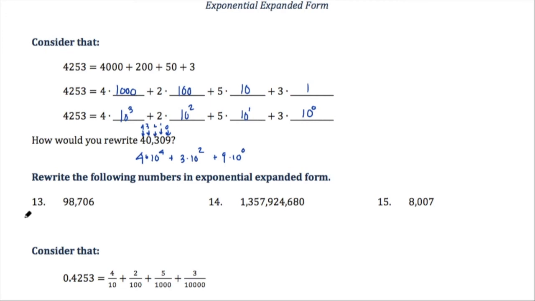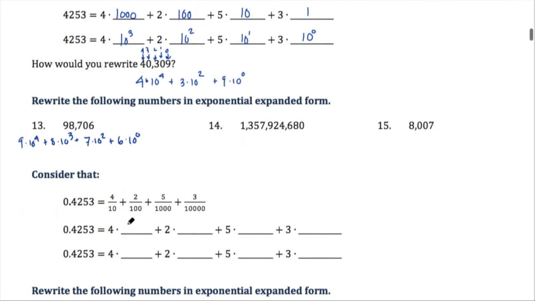So we've got 98,000, so that's 9 times 10 to the 4th, plus 8 times 10 to the 3rd, plus 7 times 10 to the 2nd. We don't have anything times 10 to the 1st, but then we have 6 times 10 to the 0. Terrific. Leave a couple more examples there for you to work out.